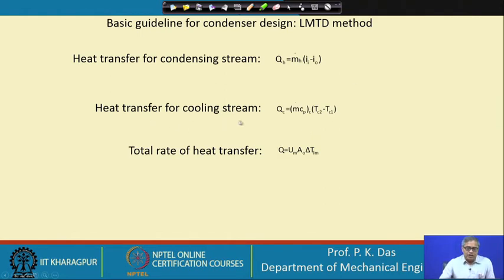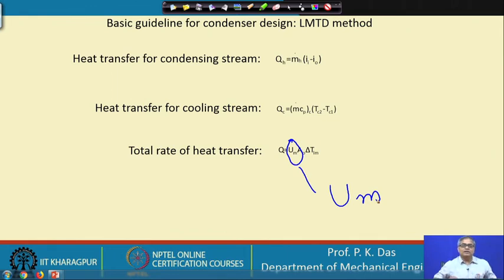The heat transfer equation for the cooling fluid stream will not be much different, because it is not changing its phase. The total rate of heat transfer will be given by the mean overall heat transfer coefficient. Why mean? Because the overall heat transfer coefficient may change over the length of the heat exchanger. That is one thing we have to take care of.